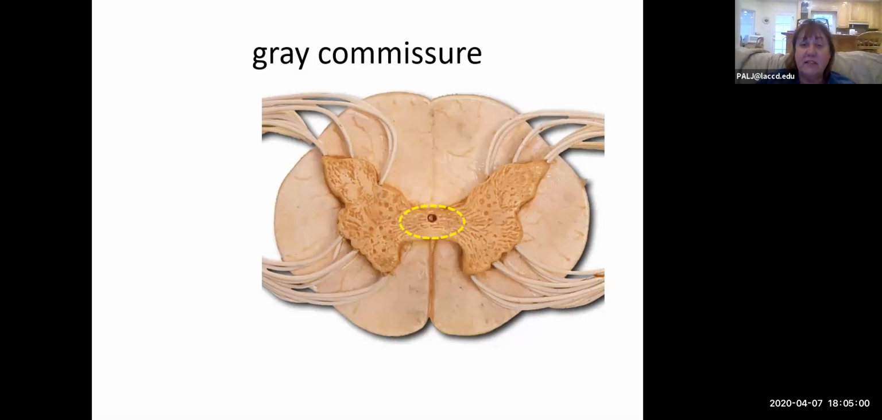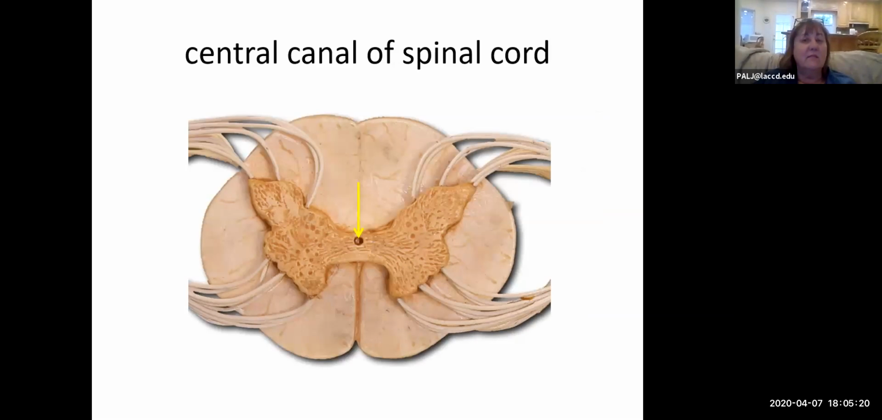Oh, I forgot about this slide. In the center of the butterfly, there is this area where we can have neurons exchanging information between the right and left side of the brain, and this is just called the gray commissure. And in the middle of the gray commissure, we have that space, the most inferior part of the ventricular system, and that is the central canal in the spinal cord.